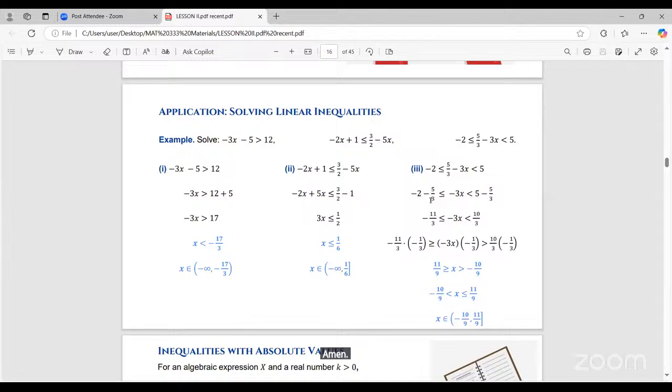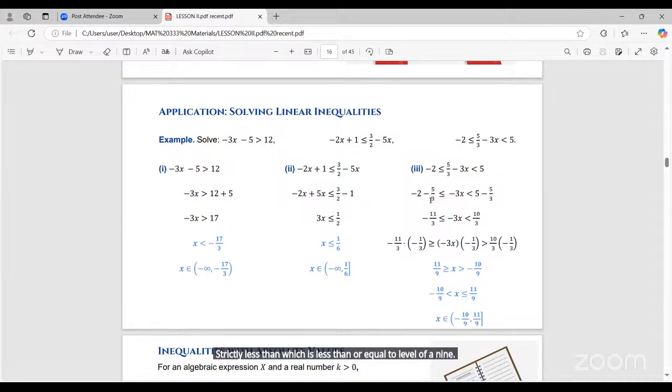All right, let's continue. So I have the third example: minus 2 is less than or equal to 5/3 minus 3x, which is strictly less than 5. So we'll do arithmetic. After that, we have minus 10/9 strictly less than x, which is less than or equal to 11/9.